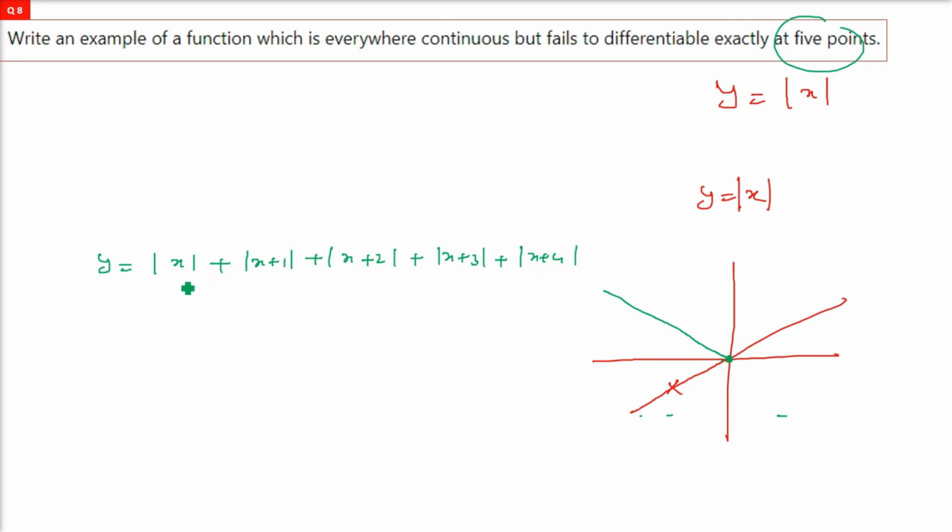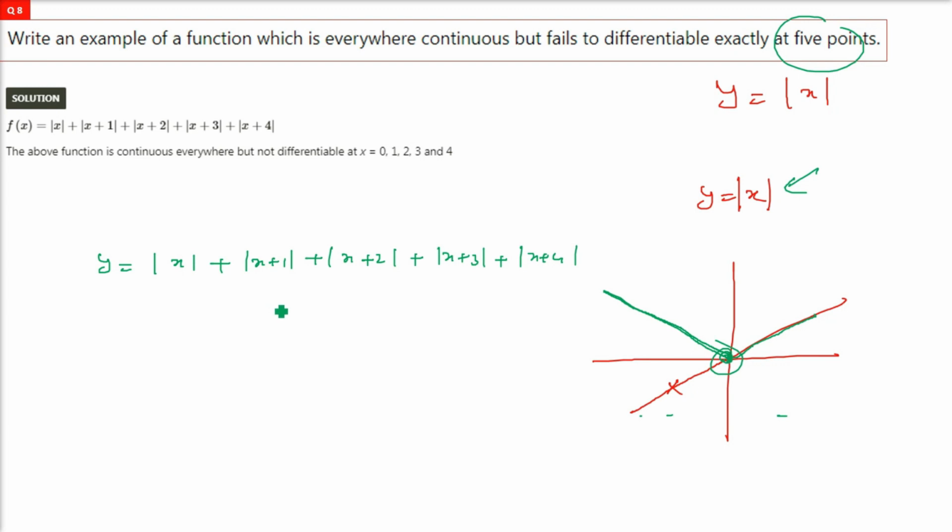And so this is continuous. Continuous means that you don't have to pick your pen up at any time. So you are just drawing it, and you can draw it. So this is continuous. Differentiable means at a particular point, the m or tan theta should not change. So these are the concepts behind it.